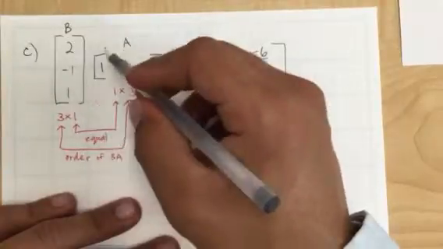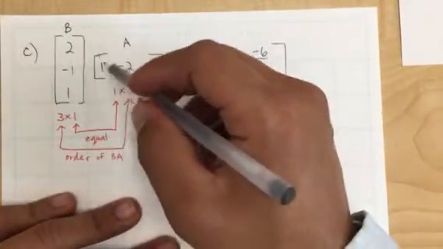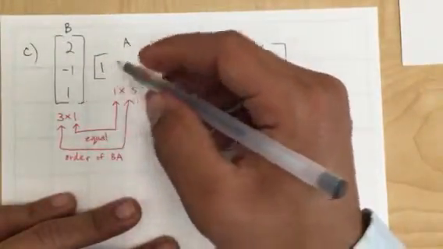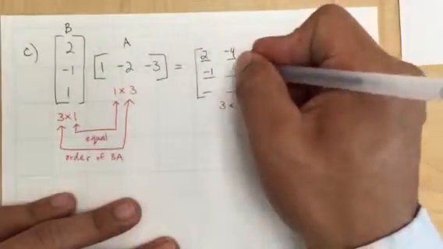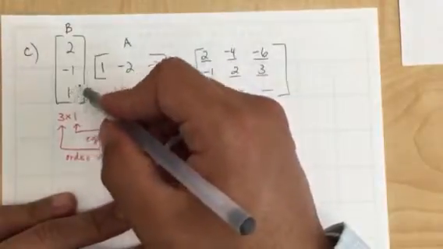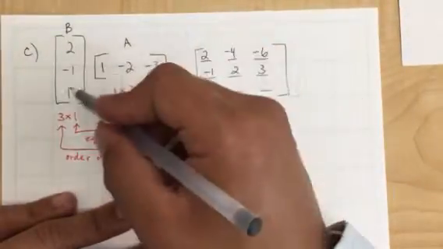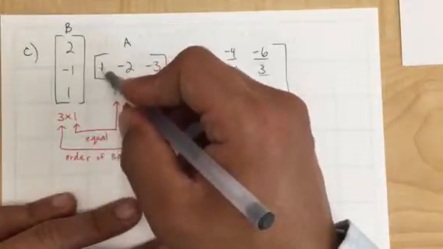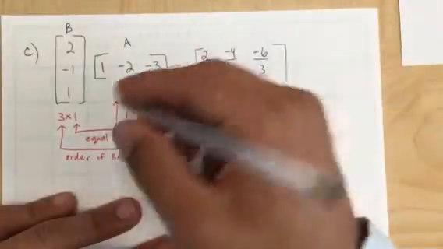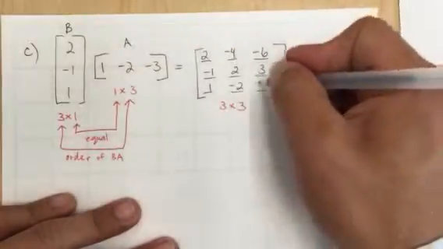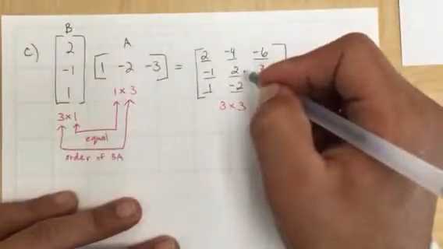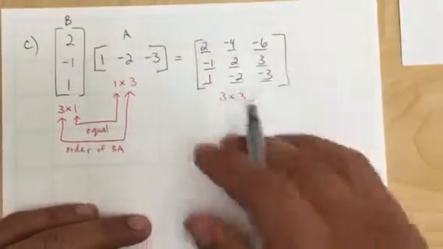So now let's do a second row by each of the columns. So second row by first column, that's -1. Second row by second column, so that's -1 times -2 is 2. Second row by third column, that's going to be 3. Now let's move on to the third row. So now third row by first column, that's 1. Third row by second column, that's -2. Third row by third column, that's -3. So here we see how we can go from this to a matrix that's 3 by 3. Alright, so that's letter C.